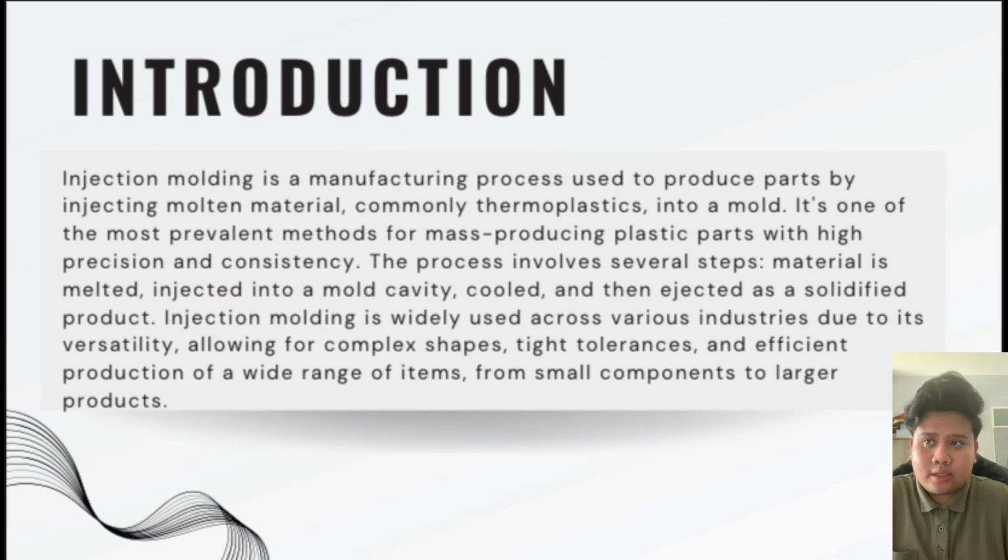Firstly is the introduction. Injection molding is a manufacturing process used to produce parts by injecting molten material, commonly thermoplastic, into a mold. It is one of the most prevalent methods for mass producing plastic parts with high precision and consistency. The process involves several steps. Material is injected into a mold cavity, cooled, and then ejected as a solidified product. Injection molding is widely used across various industries due to its versatility, allowing for complex shapes, tight tolerances, and efficient production of a wide range of items, from small components to larger products.